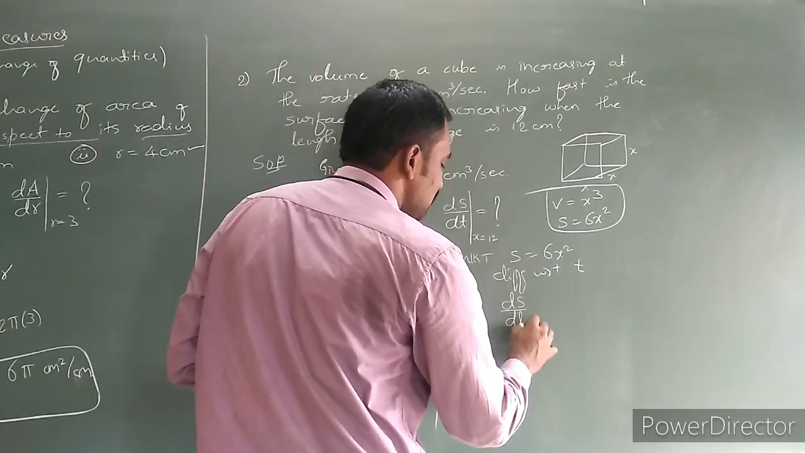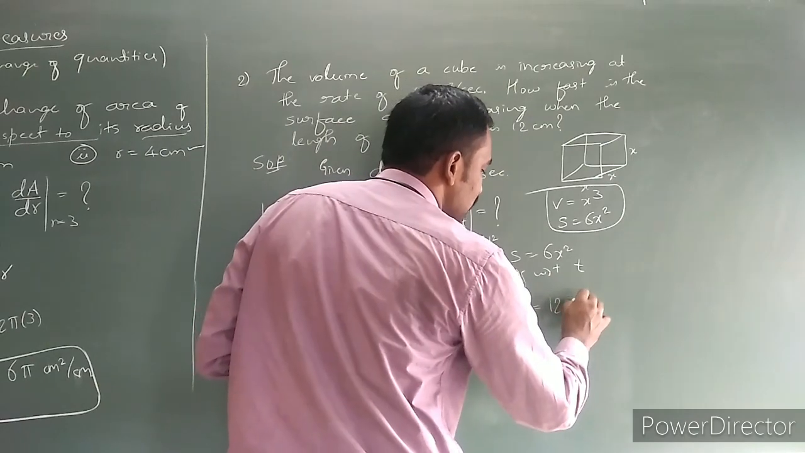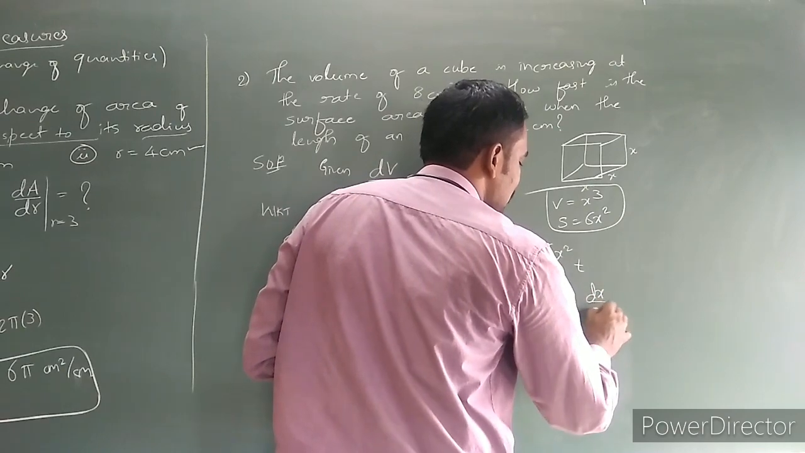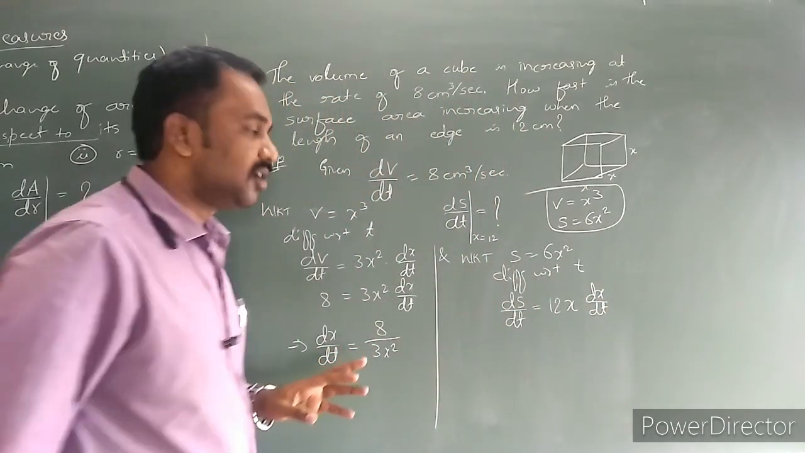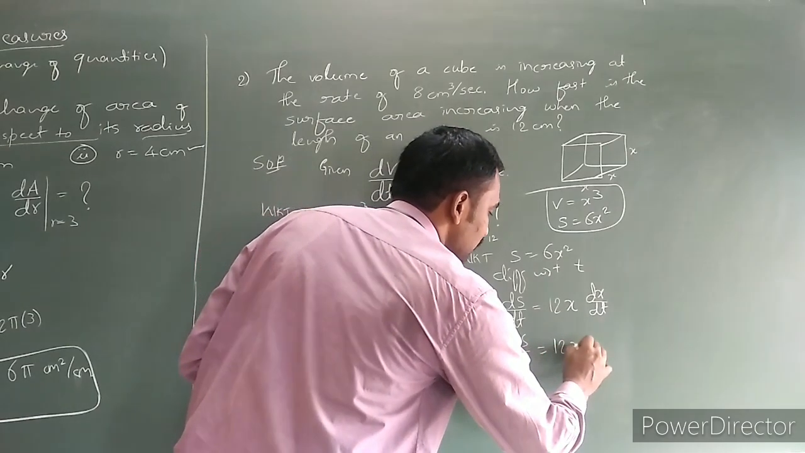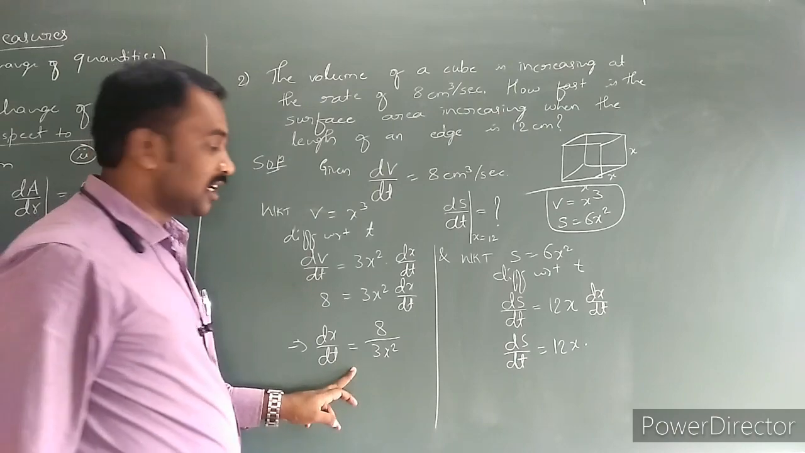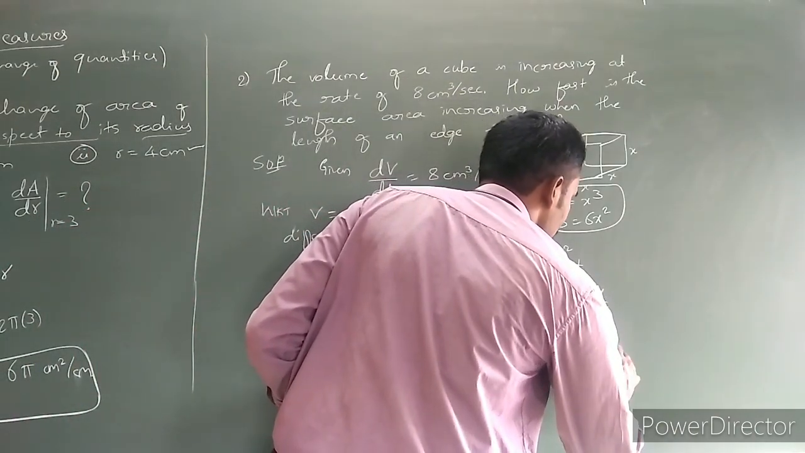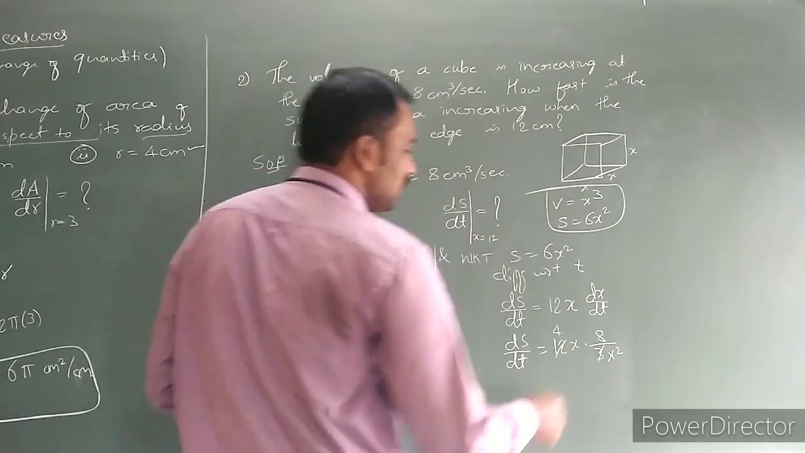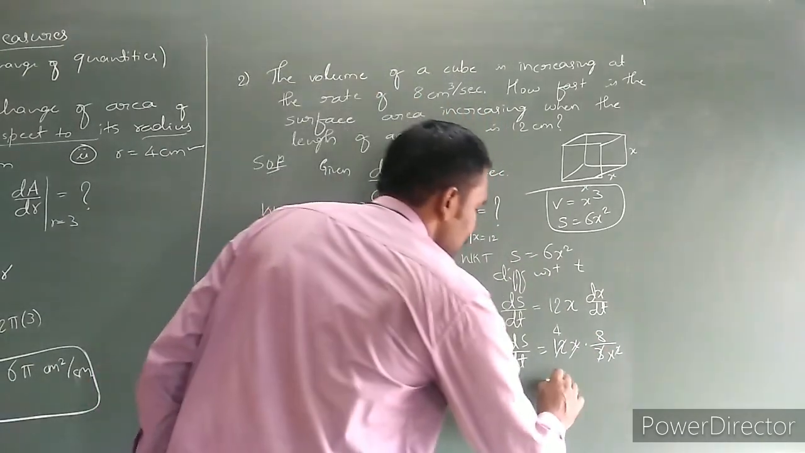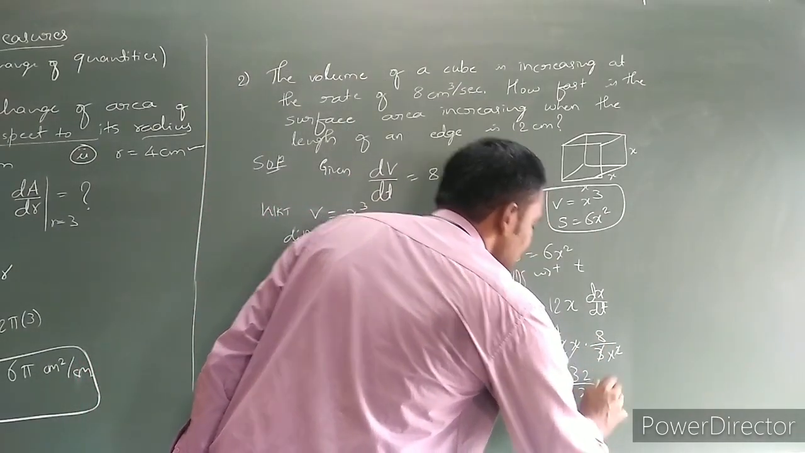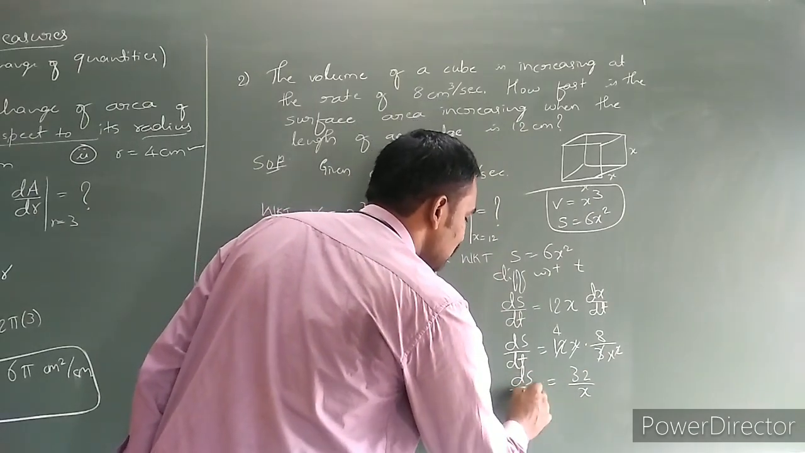ds by dt is equal to 6 into 2x, differentiating x with respect to time, that means dx by dt. So replacing all the values, what we get? ds by dt is equal to 12 into x, into dx by dt, which is here 8 divided by 3x square. So cancel: 3 ones are 3, 3 fours are 12. One of the x gets cancelled. Remaining value 4 into 8, 32 divided by x. This is the ds by dt.